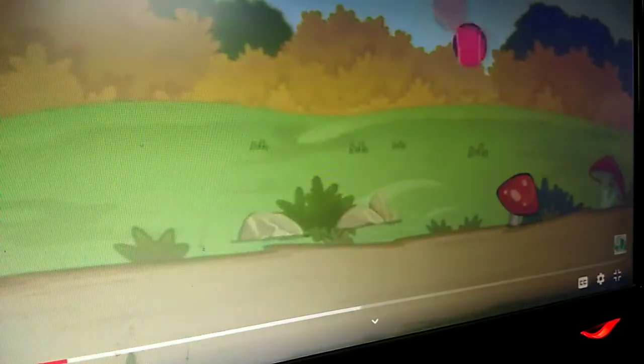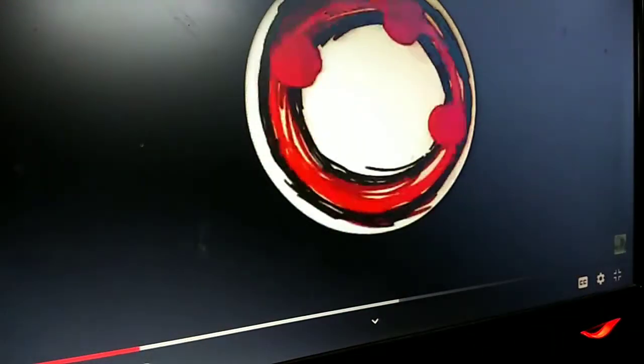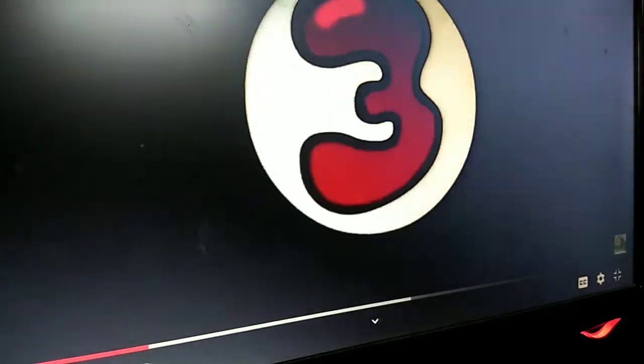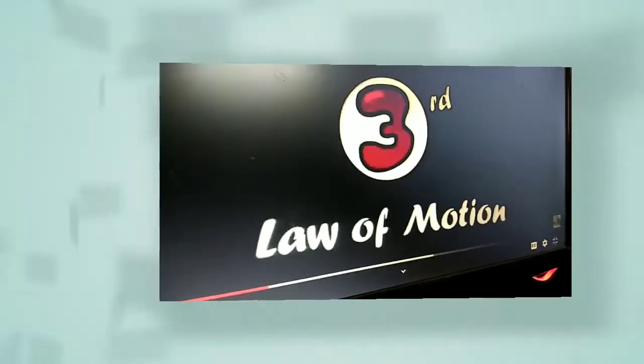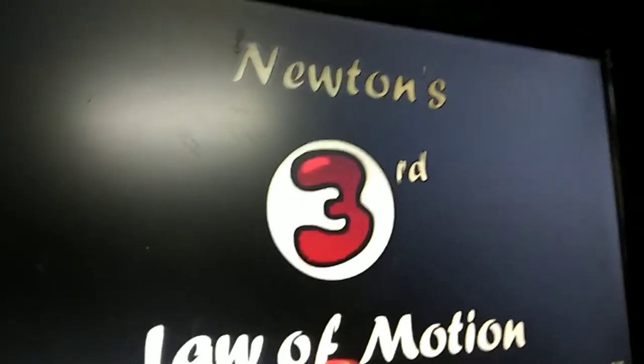Next, Newton's third law of motion. For every action, there is an equal and opposite reaction. That means action force and reaction force are equal, but they act in opposite directions. This is Newton's third law of motion. For every action there is an equal and opposite reaction.